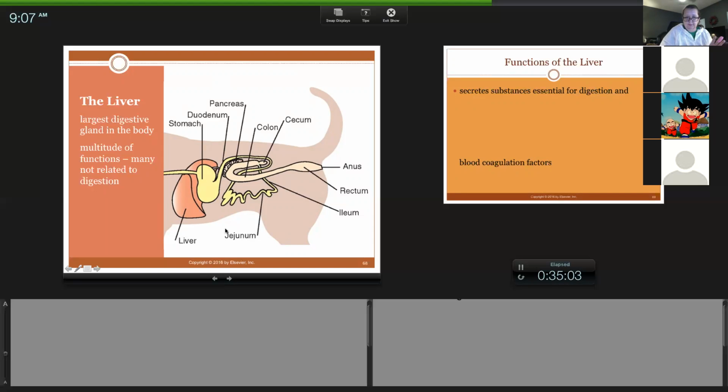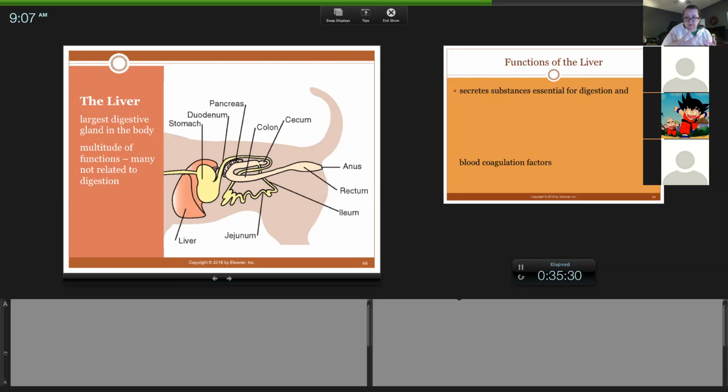Let me mention something about the liver. I do want you to know this is one of the associated organs because it's not within the GI tract. The pancreas isn't within the GI tract. It's right next to it, and it's connected with a duct. The liver is right next to the GI tract. It's connected via the bloodstream and also with the bile duct. It is the largest digestive gland in the body.